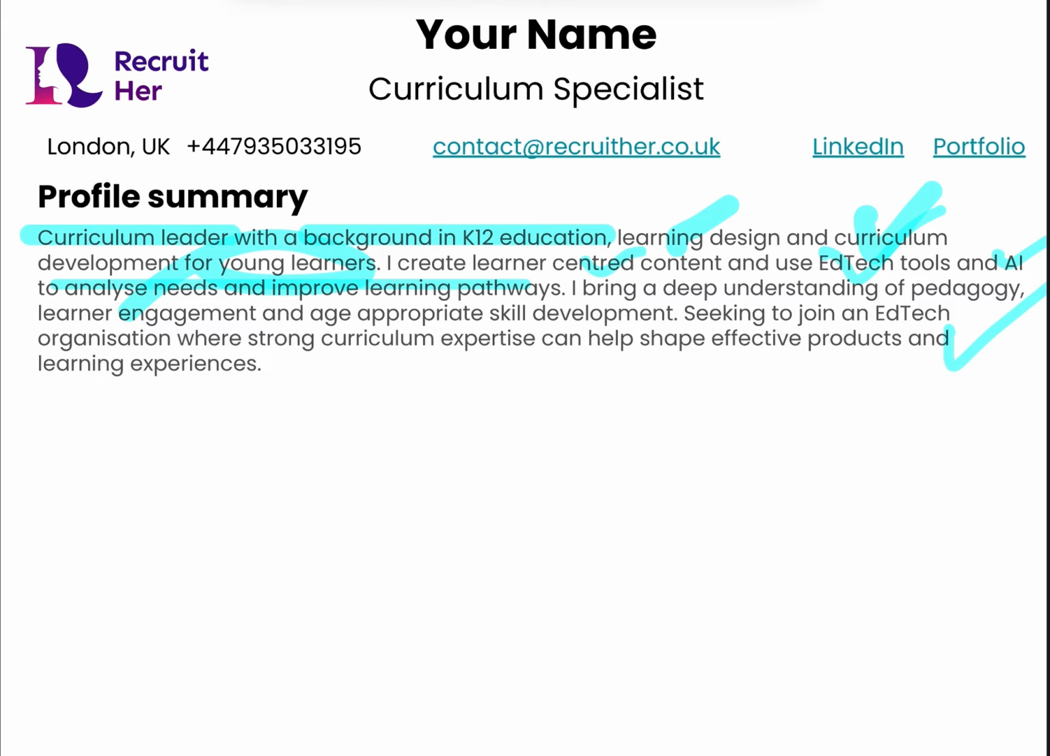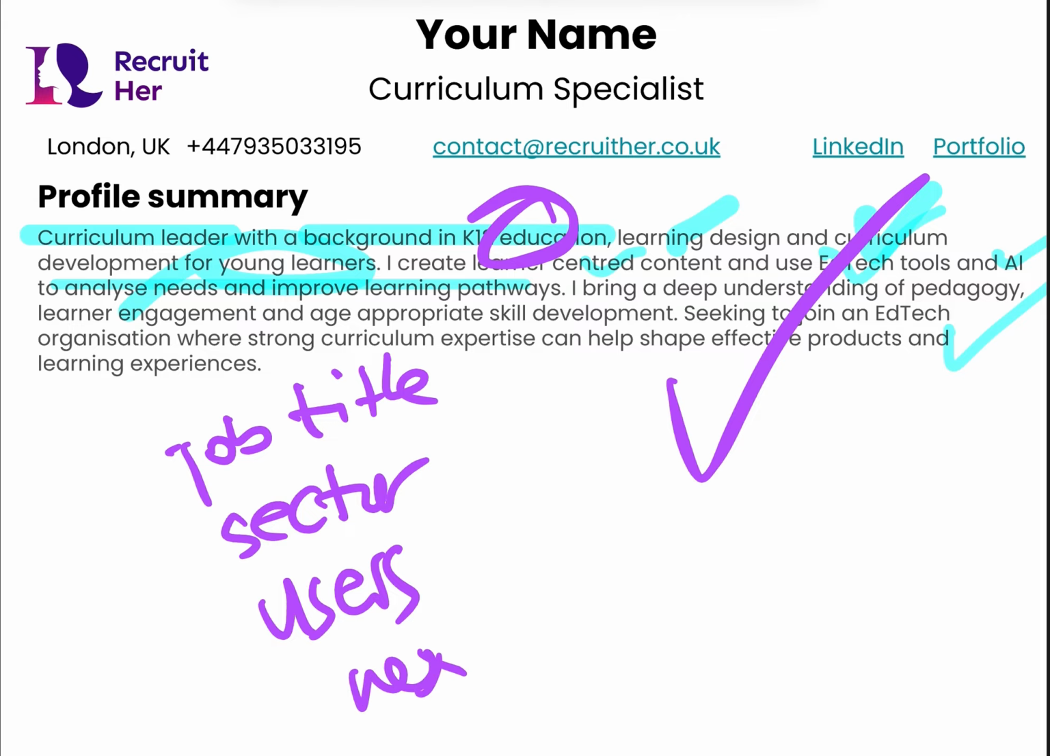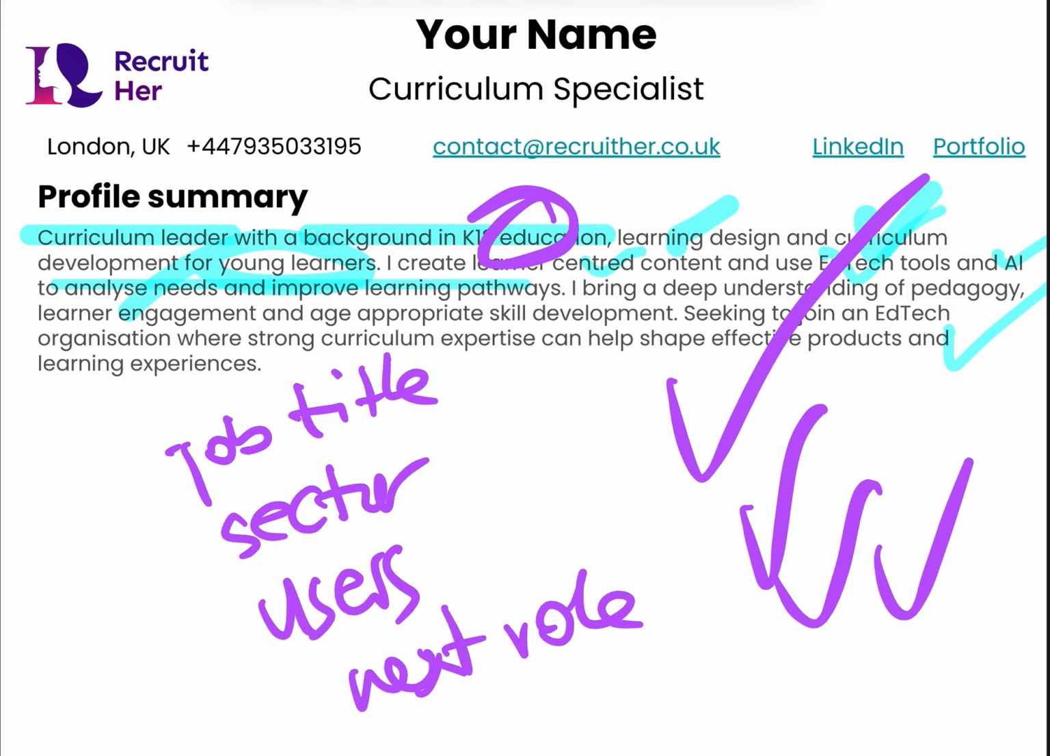I like that. What I see sometimes is people saying that they're looking for curriculum lead, instructional design, and learning program manager, basically, which are three different job titles. So overall, my feedback here is that it's a well written profile summary. It includes the job title, it includes the sector, K-12, and includes the users, and it also tells us what the next role they're looking for is. So this is like 1, 2, 3. That's amazing.